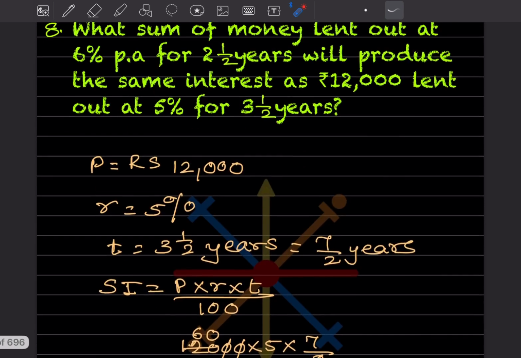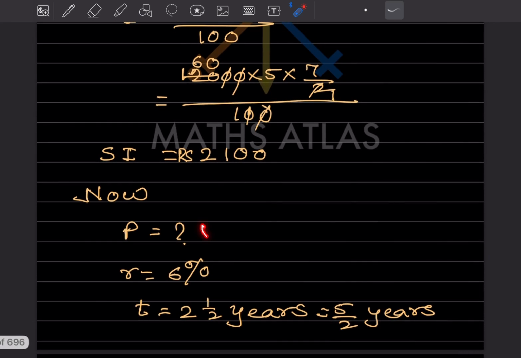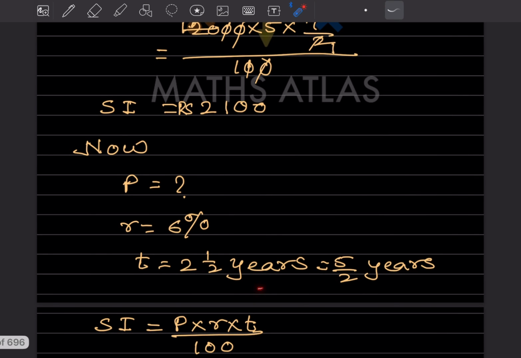Now we'll see the first part. We don't know the sum, that is the principal, and the rate of interest is given as 6% and this is 2.5 years. So this principal we don't know. Rate is given as 6% and T is 2.5 years, which is going to be 4 plus 1, that is going to be 5 by 2 years.